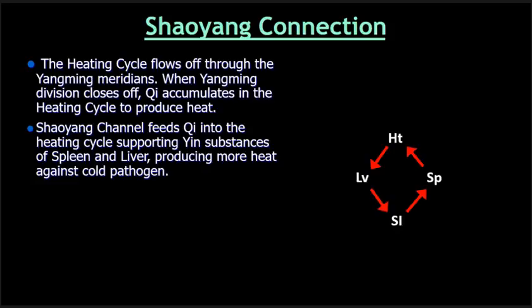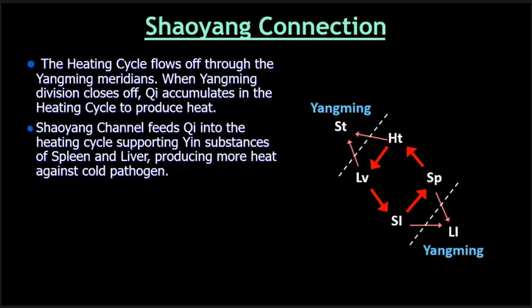Okay, let's look at the Shaoyang connection here. First of all, with the Yangming stage, you start with the heating cycle, and this flows off through the Yangming meridians. When Yangming division closes off, qi accumulates in the heating cycle to produce heat. That signifies the Yangming is closing off, and then the qi will concentrate inside that heating cycle of heart, liver, small intestine, and spleen. Now the Shaoyang channel feeds qi into the heating cycle, supporting yin substances of spleen and liver, producing more heat against cold pathogens. Let me show you.